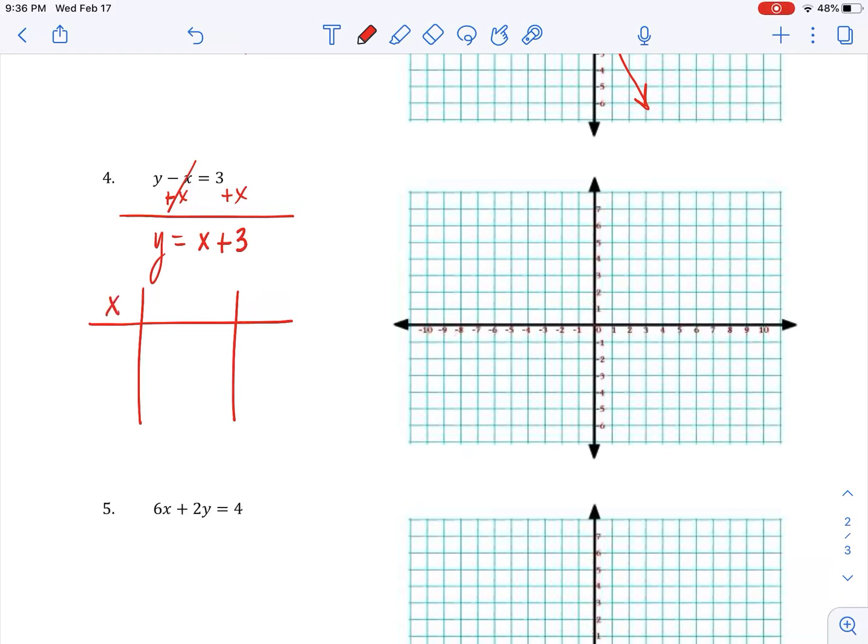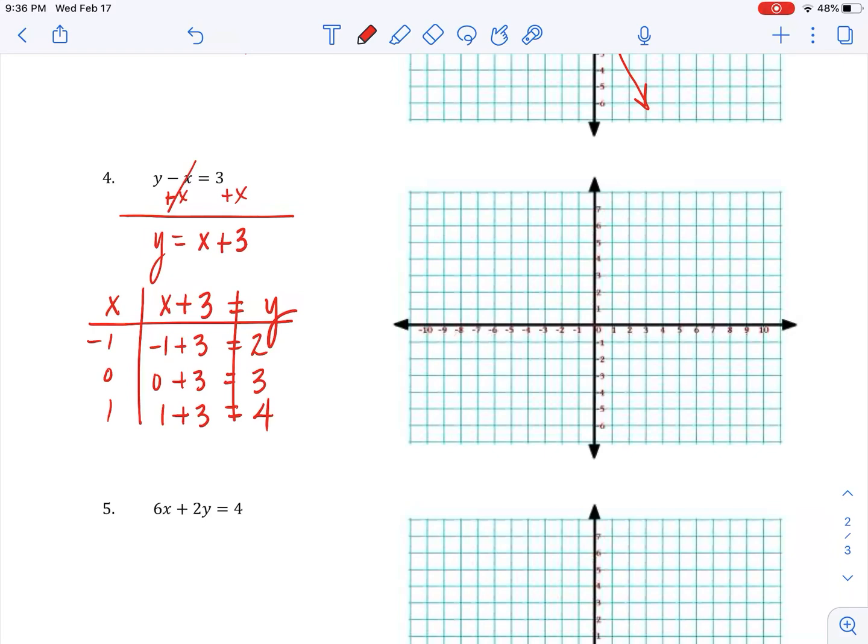Our x, again, can be -1, 0, and 1. Our y is going to be found by taking our x value and adding 3. That's how we're going to find our y. And so show the plug-in step. -1 plus 3 equals 2. 0 plus 3 equals 3. And 1 plus 3 equals 4. So I'm just plugging in the values that I had chosen for x.